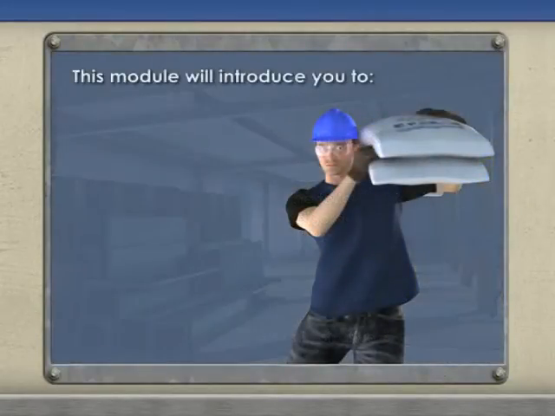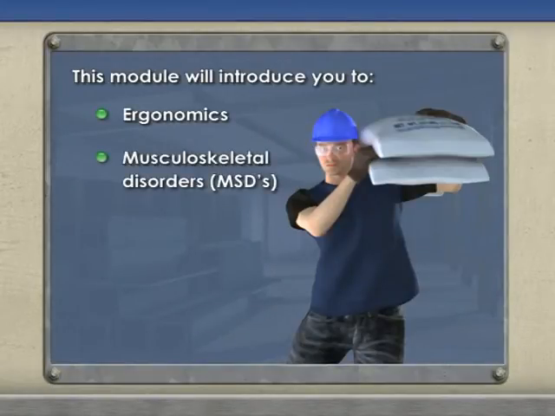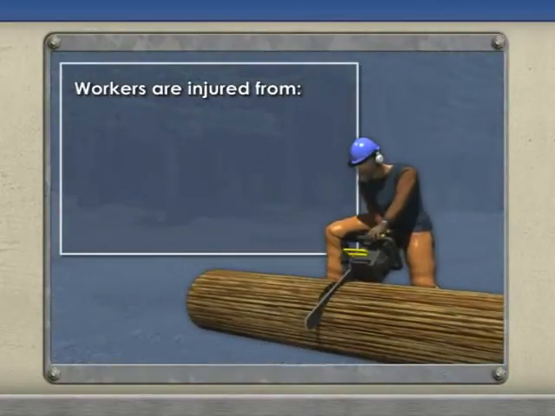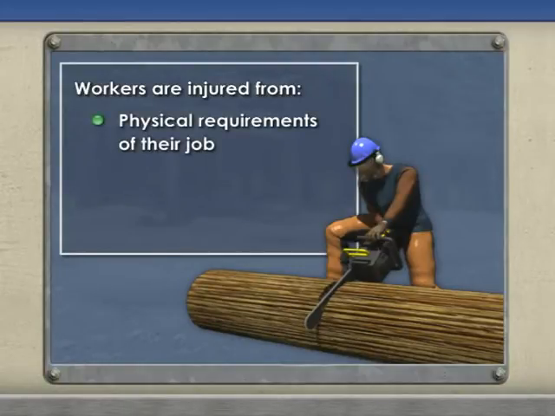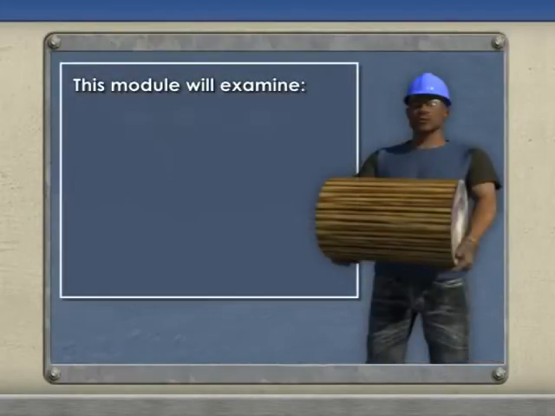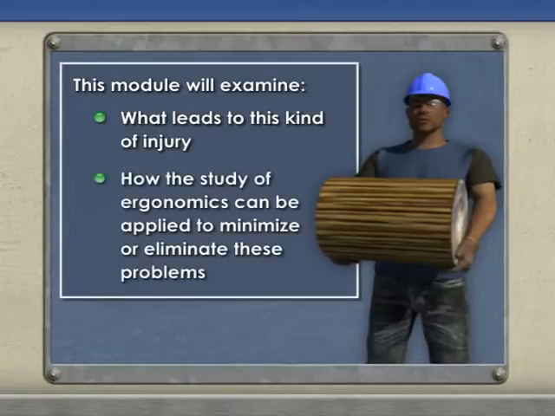This module will introduce you to the subject of ergonomics and musculoskeletal disorders, or MSDs. Every year, thousands of workers are injured, not in sudden single incidents, but over time as a result of the physical requirements of their job. Because of poor workplace design and/or unreasonable expectations placed on them, these workers end up injured and unable to work. This module will examine what leads to this kind of injury and how the study of ergonomics can be applied to minimize or eliminate these problems.